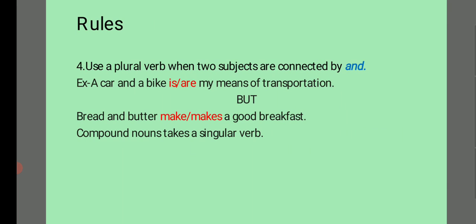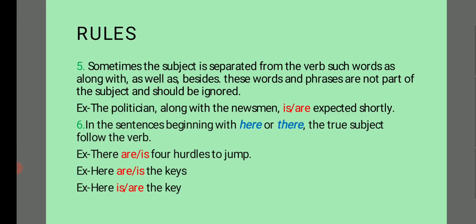Next we have seen that if two subjects are connected by and, they are always plural. अगर दो subjects and से connected हैं, verb will always be plural. And if the two words or the subjects are connected by and but they are compound nouns, they will be treated as a singular subject. So they will have a singular verb. Now let's see the other rules.